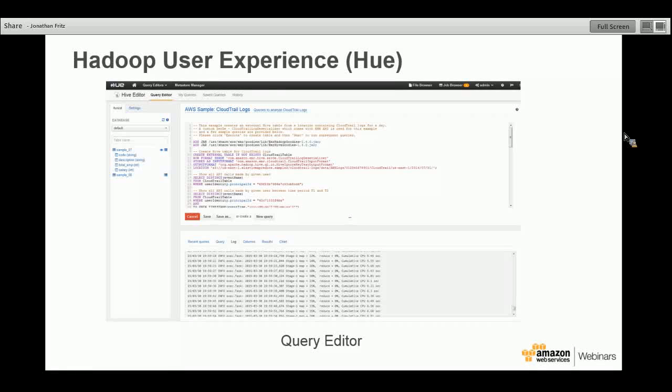Also, many BI tools integrate natively with Impala, like Tableau, and you can spin up a Tableau instance and connect it to Impala running on EMR to be able to visualize your results using that tool, for instance.